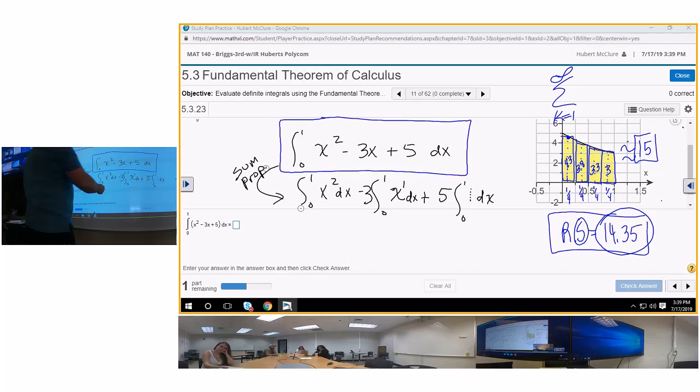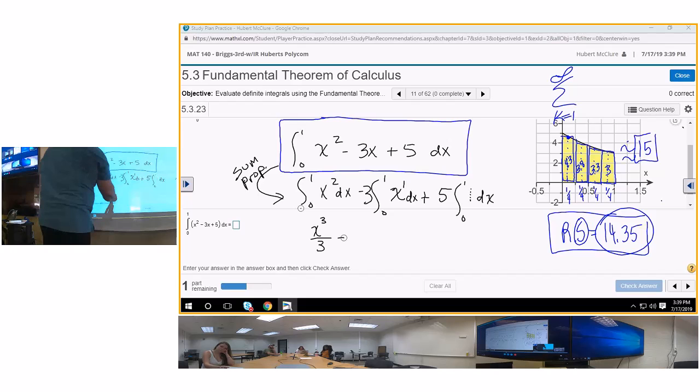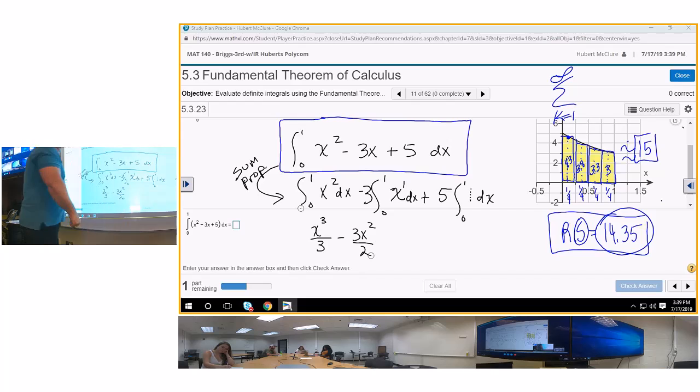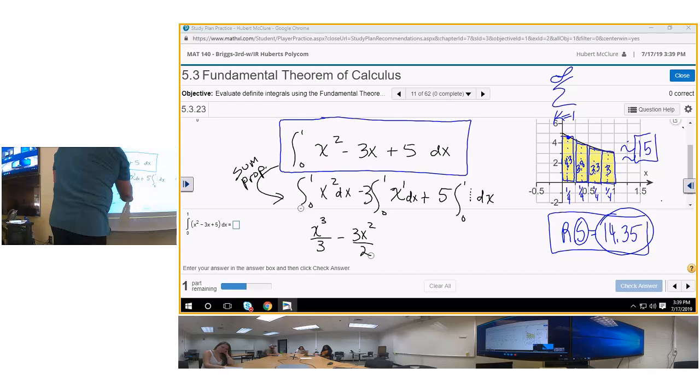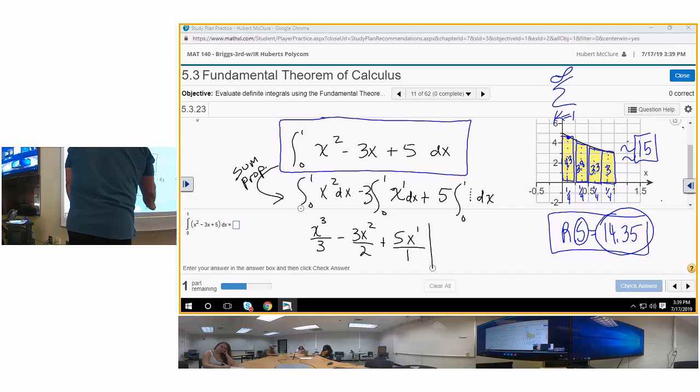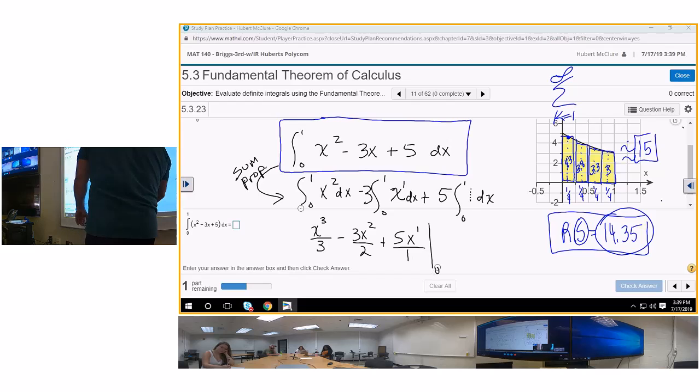So this first one is going to be x cubed over what? 3 minus 3x squared over what? 2 plus 5. This will be x to the what? This is an x, it's x to the 0, which would be x to the first over 1. And that's evaluated at 0 and 1.